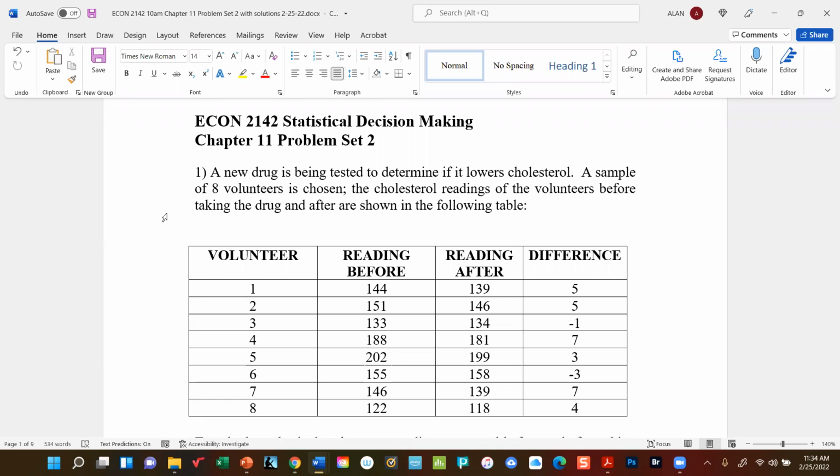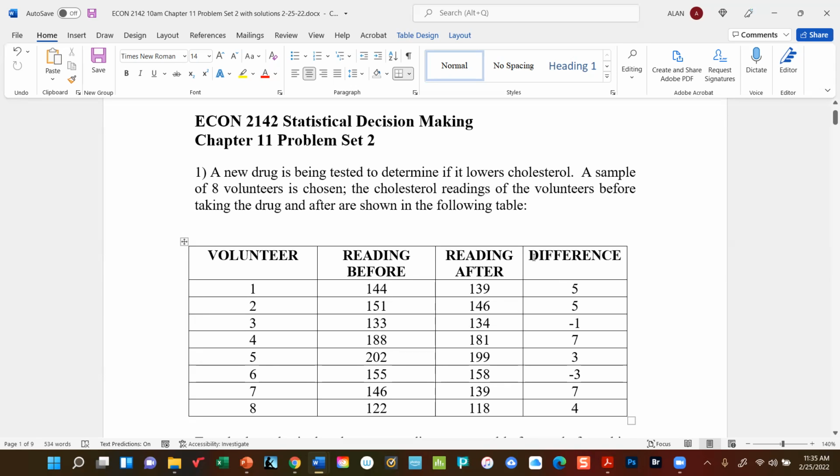Now, we see here that a new drug is being tested to see if it lowers cholesterol. We choose a sample of 8 volunteers and we take their readings before and after the medication. The readings are listed here. This time, I've already included the differences in the last column of this table. So when you put this information into your calculator, you don't really have to enter either of these because you already have the differences. As far as we're concerned, these numbers are almost irrelevant. What really matters to us is the differences.